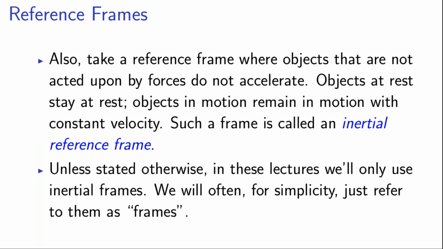Also, take a reference frame where objects that are not acted upon by forces do not accelerate. Objects at rest stay at rest. Objects in motion remain in motion with constant velocity. Such a frame is called an inertial reference frame. Unless otherwise stated, in these lectures we'll only use inertial frames. We will often, for simplicity, just refer to them as frames.